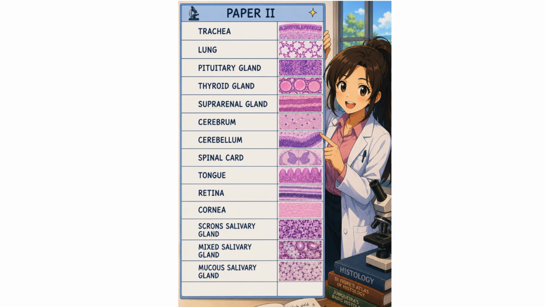For mucous, sublingual is an example. You have predominantly mucous acini, which are pale and foamy with flattened basal nuclei, and you also have serous demilunes, or serous caps, and poorly developed striated ducts. Coming to mixed salivary gland, submandibular gland is an example, mostly serous and also with numerous mucous acini. Serous demilunes are also seen, and it has striated and intercalated ducts.